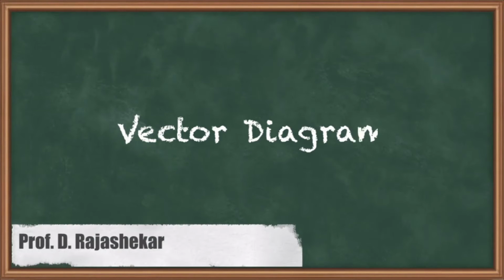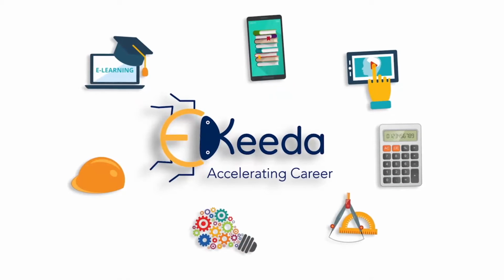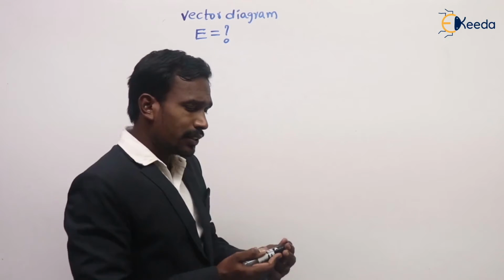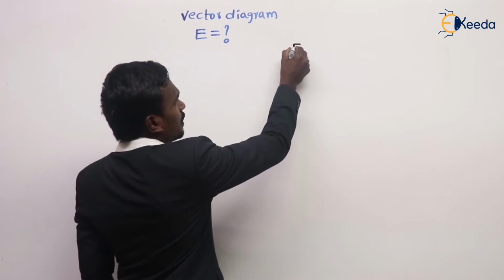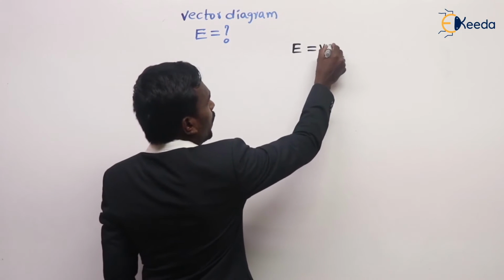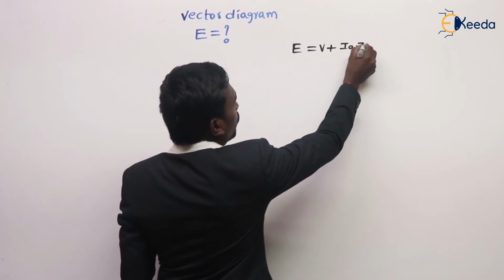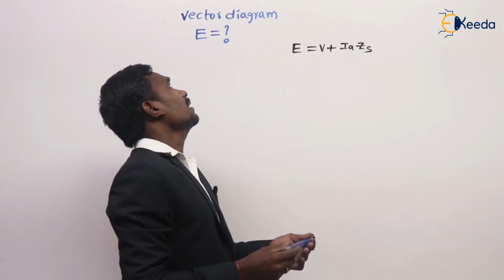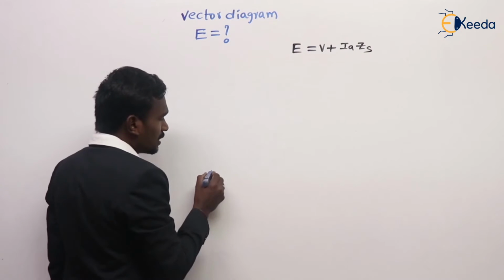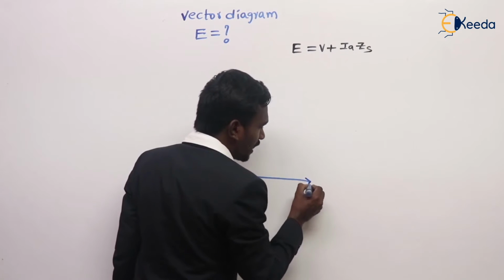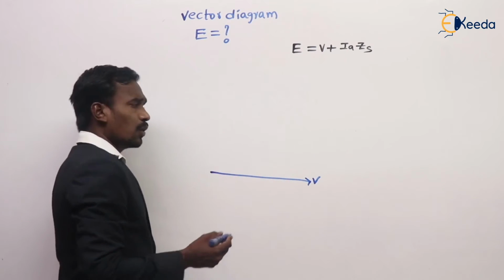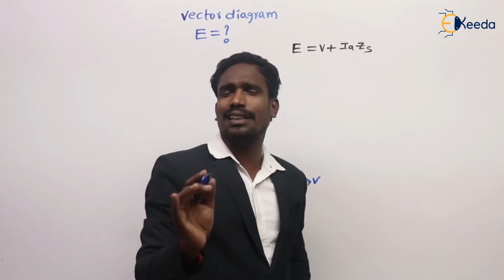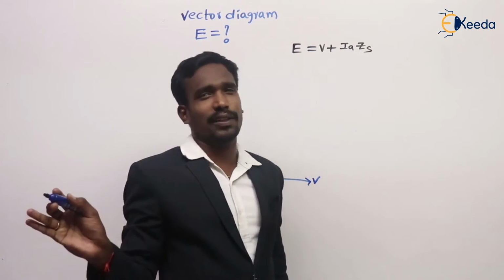Hi friends, in this video, let's derive the EMF equation from the vector diagram. In general, we know that the EMF equation is E equals V plus IAZS. But here I am deriving the EMF equation from the vector diagram. For that, I am taking voltage as the reference. In general, for all electrical systems, the voltage vector is the reference vector.